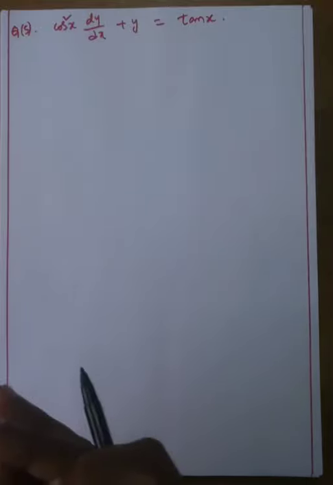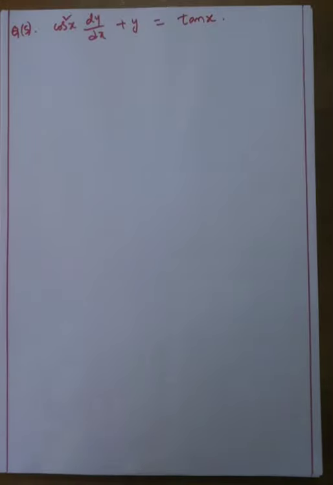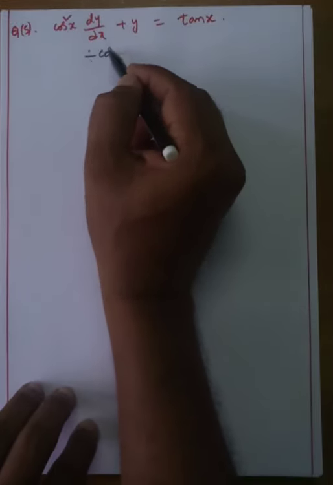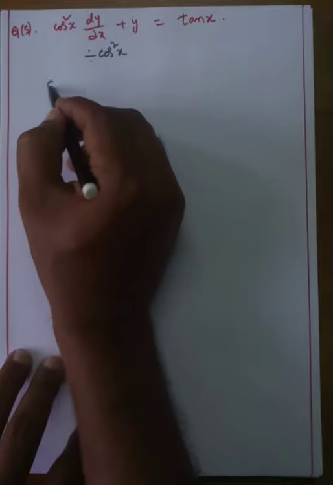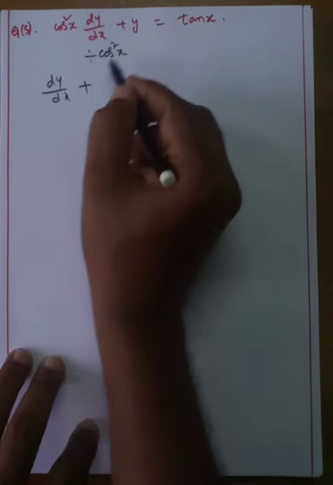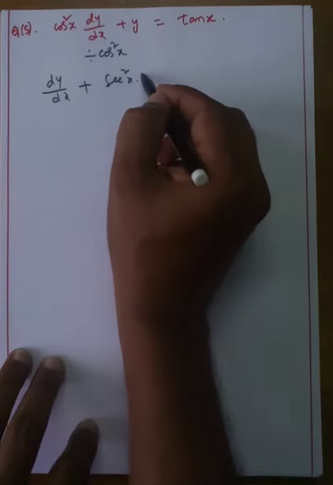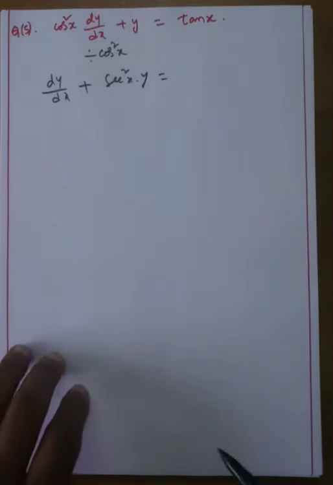Now observe: cos square x into dy by dx plus y is equal to tan x. 100% what I am telling: dy by dx plus P of x into y is equal to Q of x. 100% the coefficient of dy by dx is always equal to 1. Observe that at the start, the coefficient of dy by dx here is cos square x. Must and should divide by cos square x. Now dy by dx plus secant square x into y is equal to tan x by cos square x, that is tan x into secant square x.